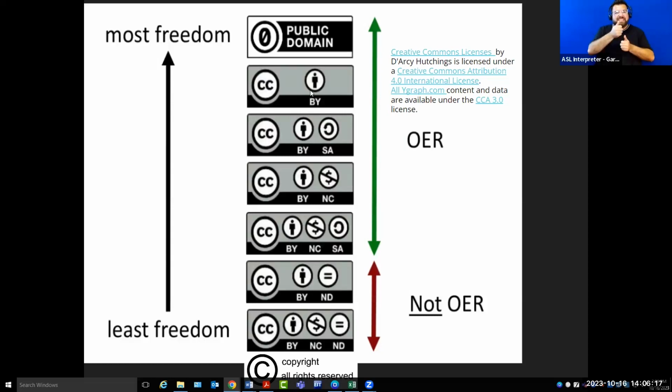When you see the little BY, that means that you have to give attribution. It means that you just have to say the author's name. If it has the SA, that means that you have to share it under the same license. If it has the NC, that means that you cannot make money on it. And if it has the ND, that means that you cannot change it, you cannot edit it. That's why the NDs are considered not open, because they can't be edited. And then there's all rights reserved, the copyright.